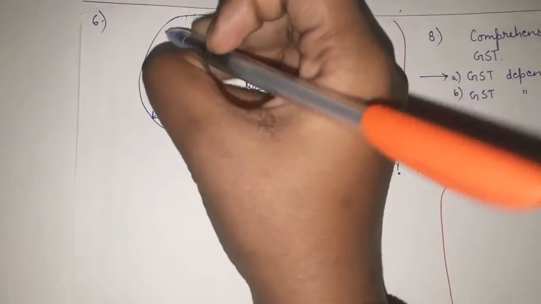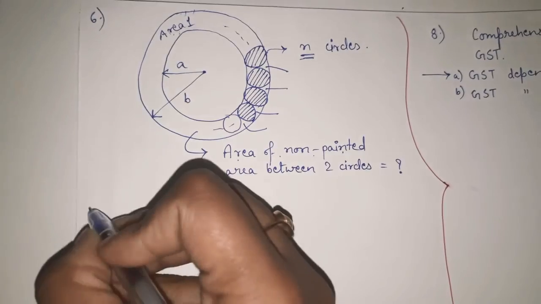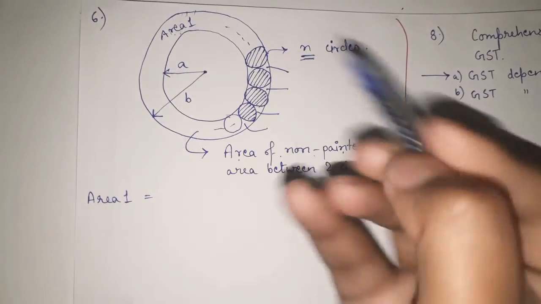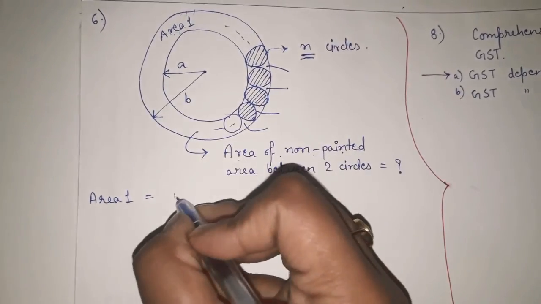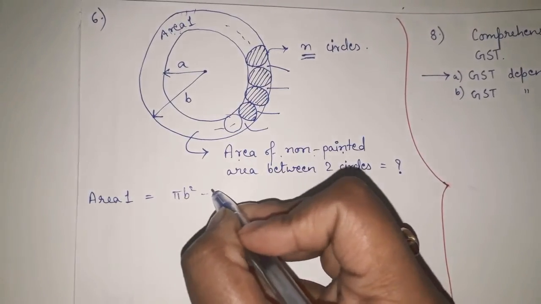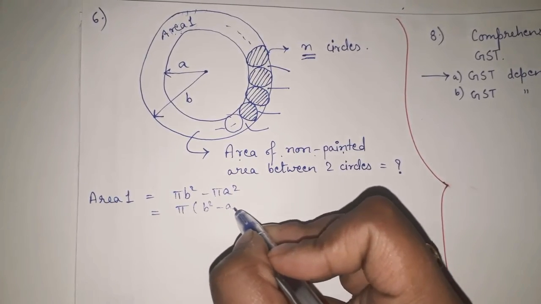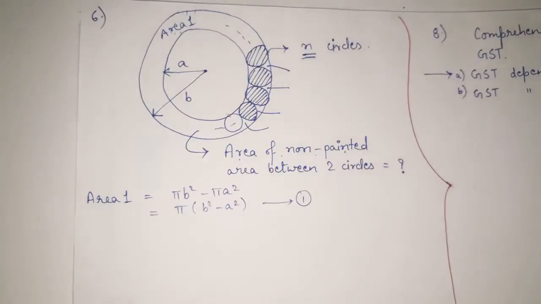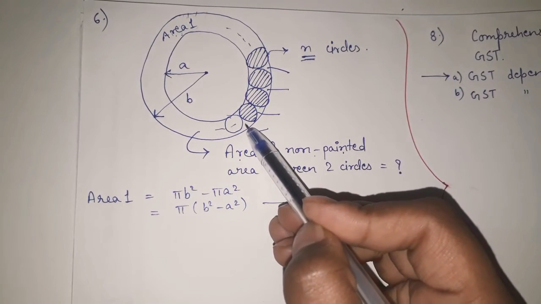So let me call it area 1. This whole area I am calling area 1. The area of area 1 will be equal to pi b square minus pi a square. Simple. The area of this big circle minus the area of the small circle. Pi b square minus pi a square. If I take pi common, I will get pi (b square minus a square). This is the first thing that I found out: the area for this.